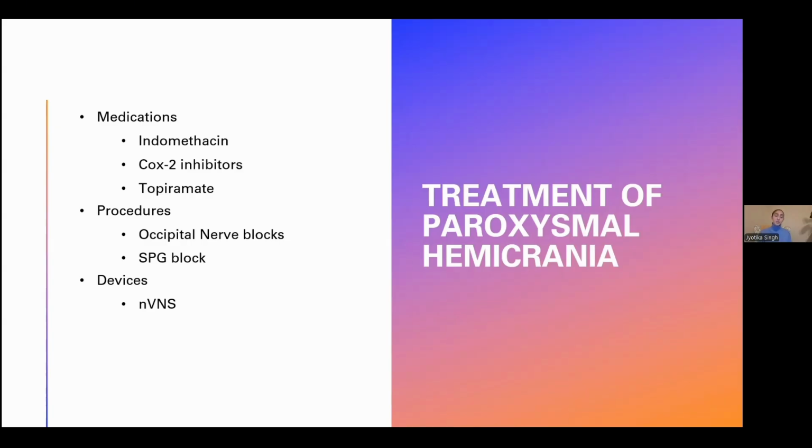These are procedures. And then there's a device that's a non-invasive vagal nerve stimulator, which can be useful for the treatment of paroxysmal hemicrania in someone, let's say, who can't take oral medications or can't also get the procedures, or those things weren't helpful for them.